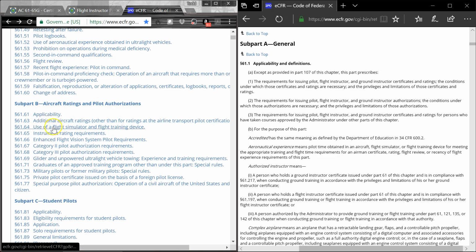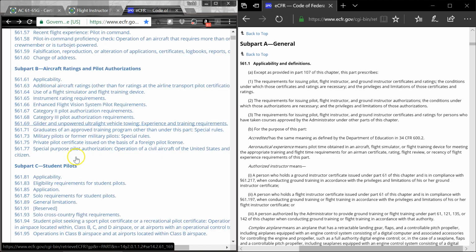The only one we ever use in this one is just this 61.63 here. We use that. We're not going to touch the 61.65 because that's instrument rating, and we don't really do any of this other stuff in here. So just one reg out of there.